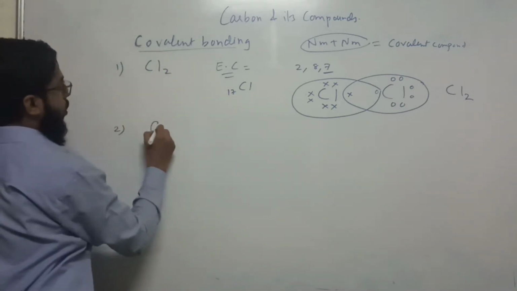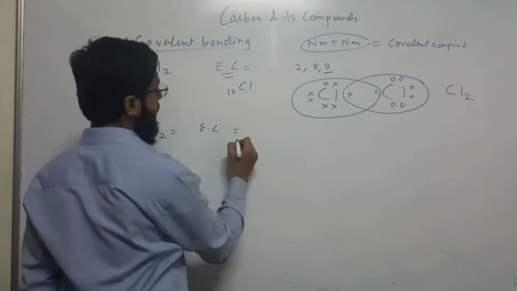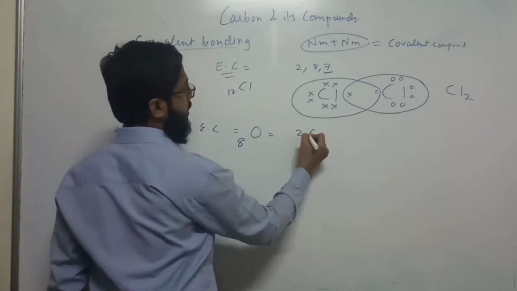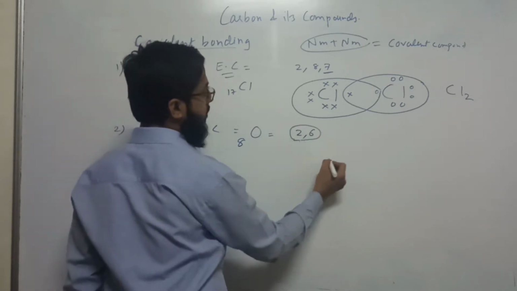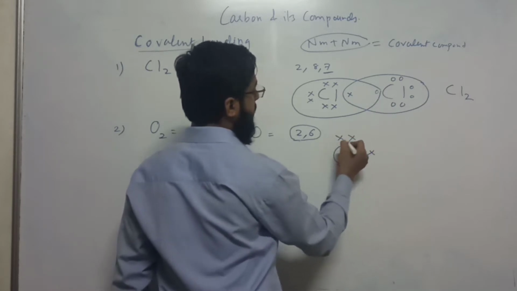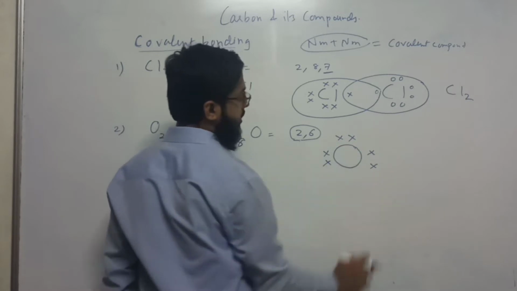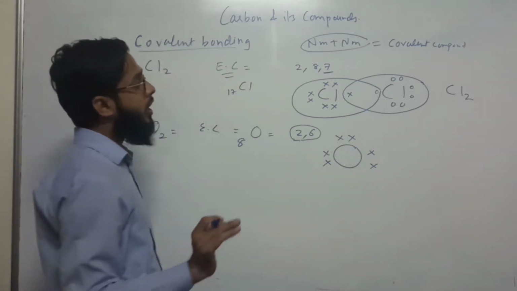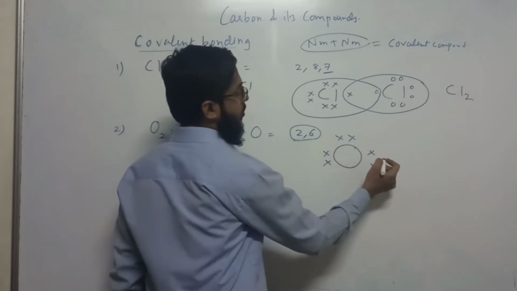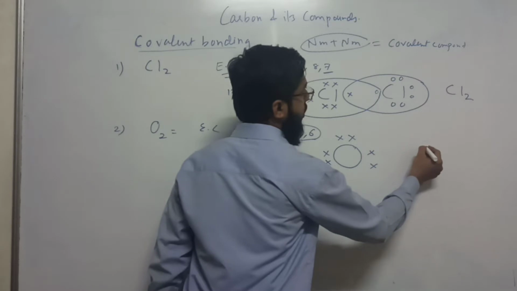Now let's talk about the oxygen molecule. The electronic configuration of oxygen is 2, 6, with atomic number 8. How many electrons are there in the outermost shell? Oxygen has 6 electrons in the outermost shell. Always remember, in case of bonding, we talk only about valence electrons. What is a valence electron? The electron present in the outermost shell.